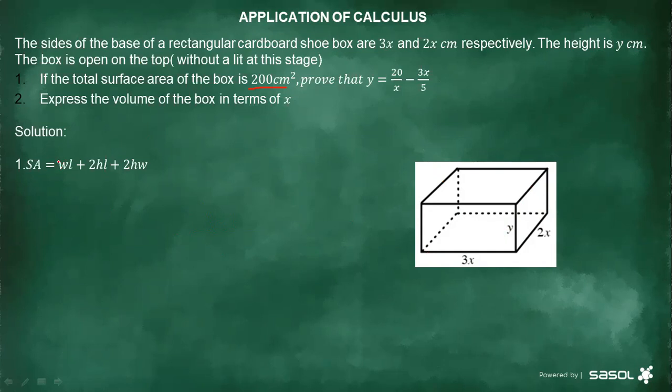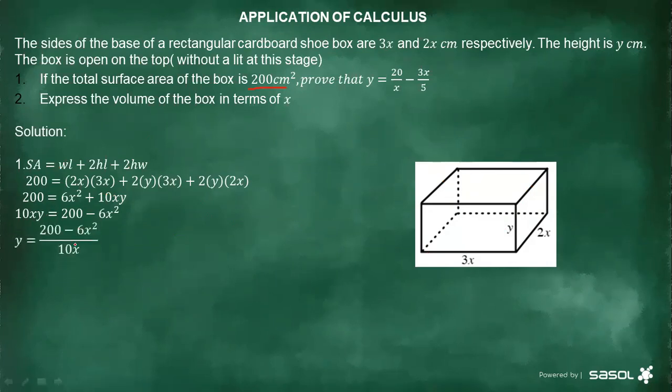include these two there, and then you can just substitute the values, and from there you get what we are having. You make y the subject of the formula, you transpose this one to the side, and then from there you divide by 10x, then this is what you're going to be having. And then from there you say 200 over 10x gives you 20 over x, and 6x cubed over 10x is going to give us 3x over 5. This is what we have proved.